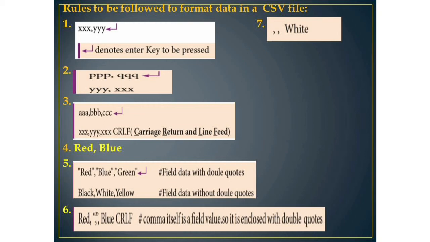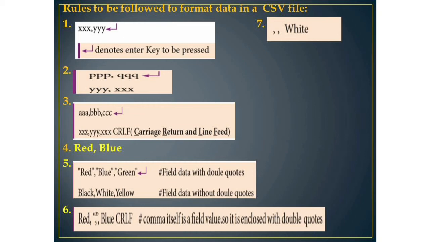The sixth one, fields containing line breaks, that's CRLF, carriage return, line feed. Okay, that is a break. Double quotes and commas should be enclosed in double quotes. Suppose you want to display the data along with the comma or double quotes or space, you must enclose the particular data within the double quotes. Okay, here red, then comma. The comma itself is a field, right? So it is enclosed with double quotes. So red, comma, blue. It will display like that.